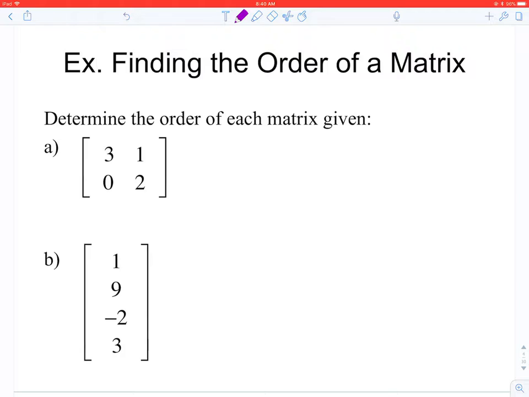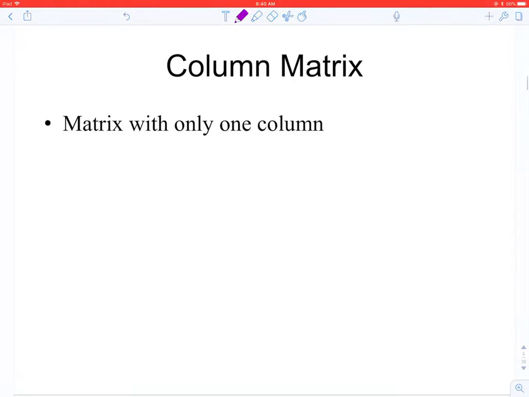Okay, so looking at this example, we want to determine the order of each of these matrices. This first one, 2 rows, 2 columns, so it's a 2 by 2. Okay, and the matrix in B, we have 4 rows and 1 column, so it's a 4 by 1. A column matrix is exactly what it sounds, a matrix with only 1 column. So there can be m number of rows, but there will always be 1 column. So an example could be a matrix with elements 1, 2, 3.